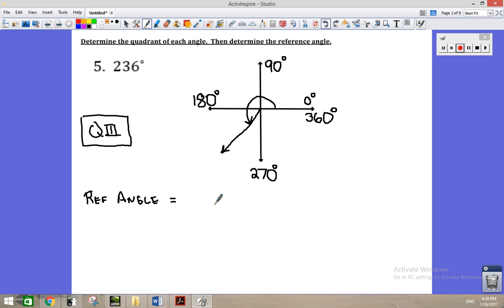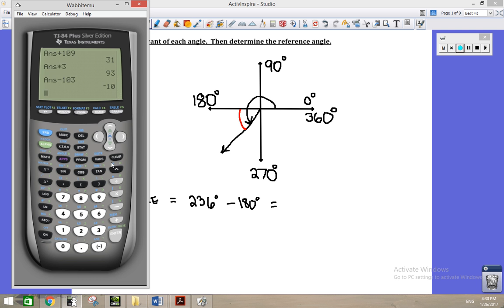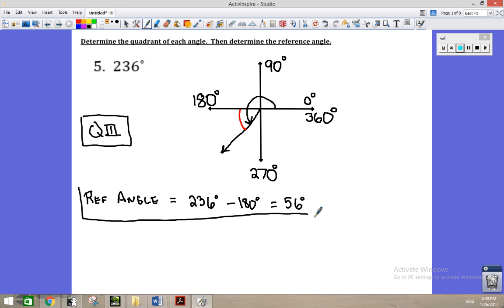This angle of 236 minus 180 degrees. What we're doing is finding this angle that's with respect to the x-axis. I don't want to make a silly sign error. 56 degrees. That's our reference angle. All right.